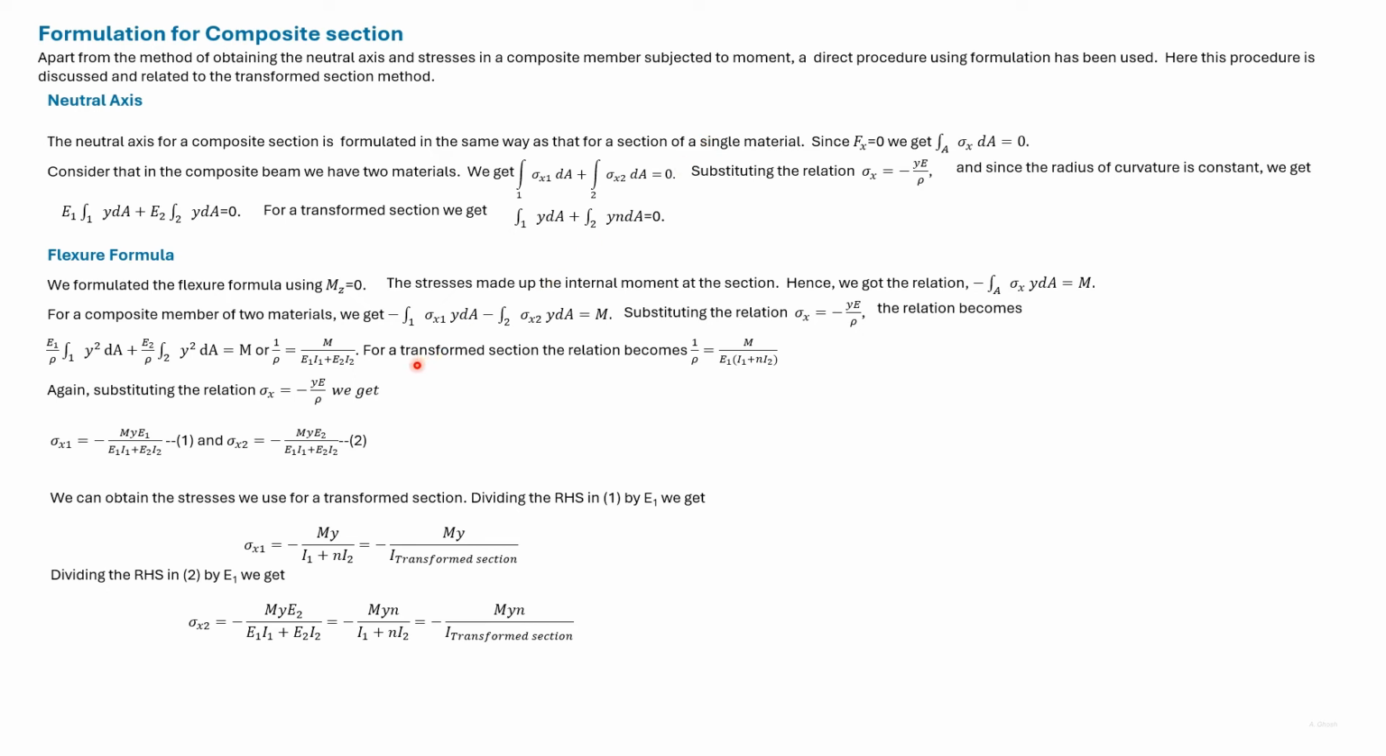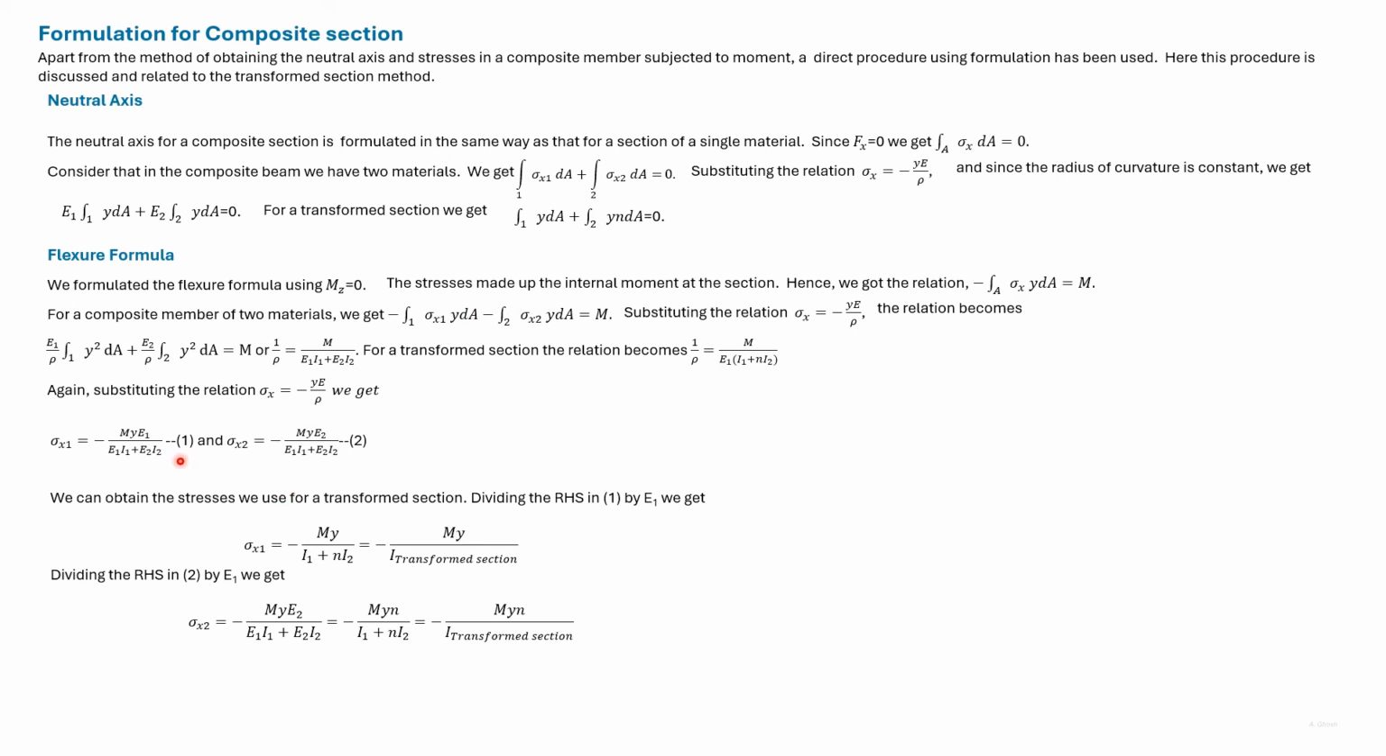For a transformed section using n, this expression turns into this relation. Here I1 plus nI2 is the moment of inertia of the transformed section. We have discussed this relation before. We can obtain the stresses by again using this relation. Here we obtain sigma x1 in terms of E1, E2 and I1, I2. Similarly, we obtain sigma x2.